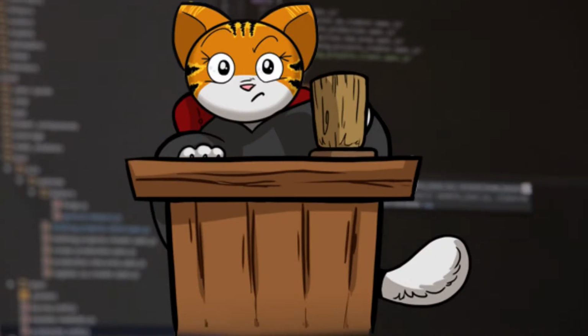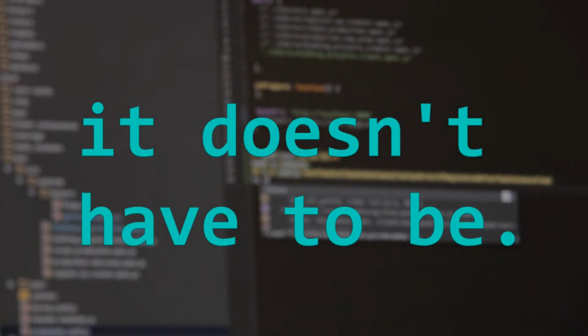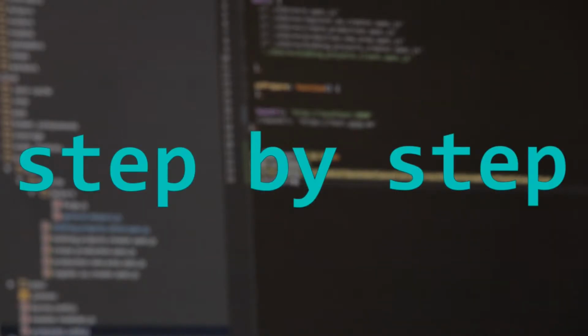When you're first starting out with competitive programming, it can be overwhelming. It doesn't have to be. Let's walk through it together, step by step.